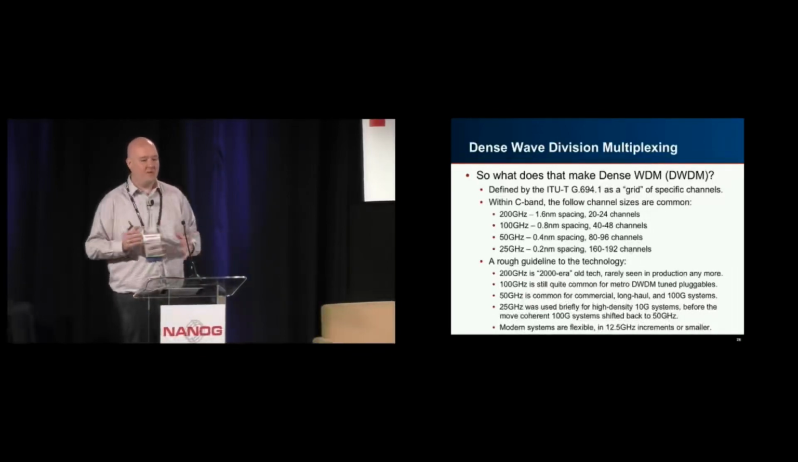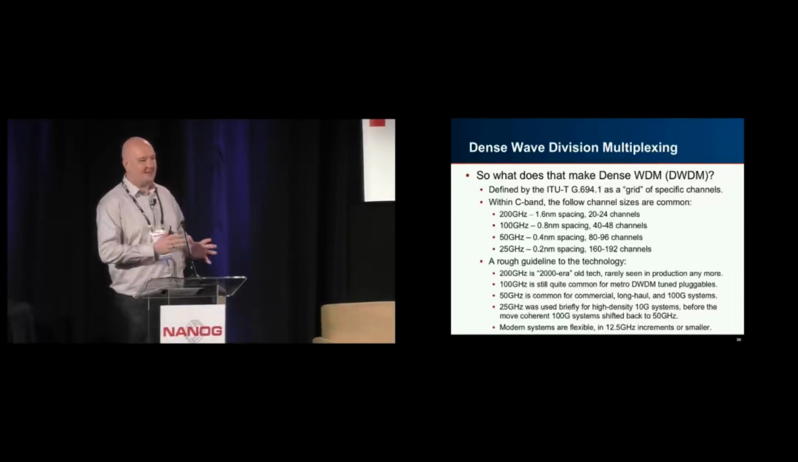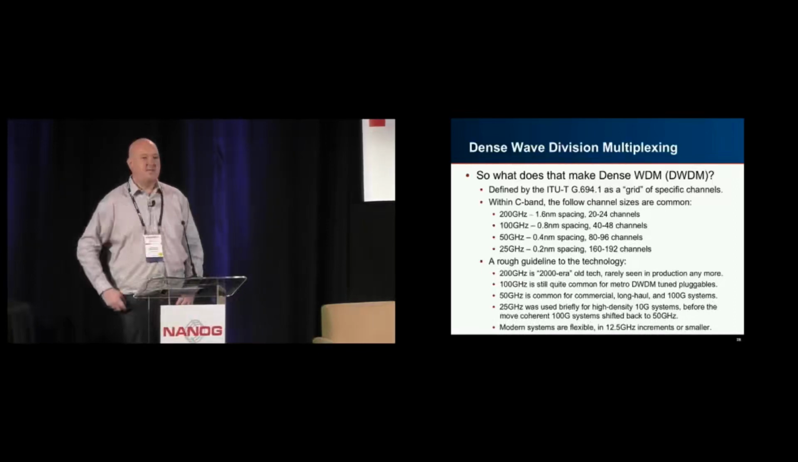Because what we were doing with 25 was cramming high-density 10 gig systems in. And then as we started to move to better technology, we were able to work better with wider channels. But these days, you end up with these modern systems that are very flexible. So you typically see systems that can be done in 12.5 or even 6.75 gigahertz increments.